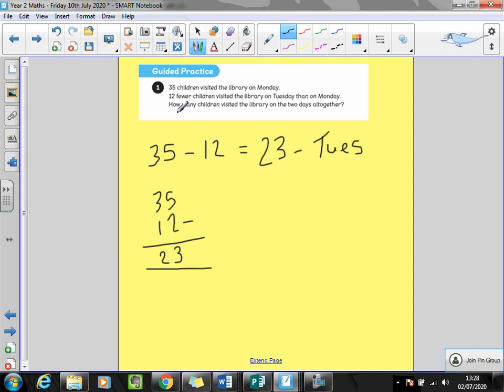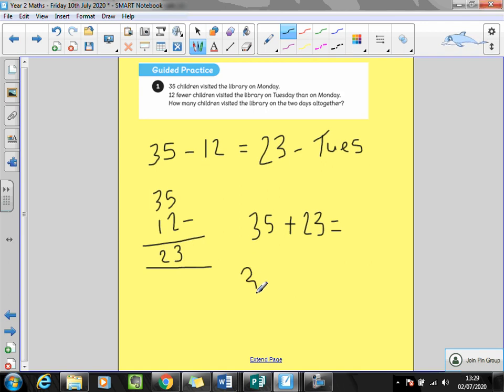Now knowing that information will help us answer the question. How many children visited the library on the 2 days altogether? Well, we've been told that on Monday 35 children visited, and we've now worked out that on Tuesday 23 children visited. So we can calculate those together.